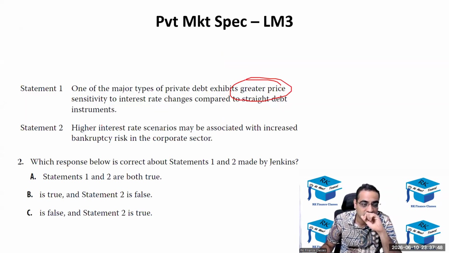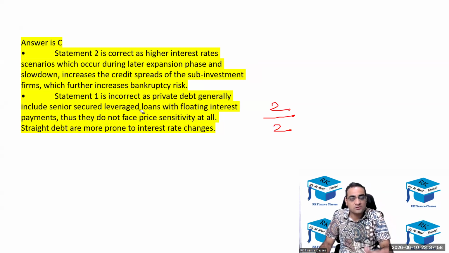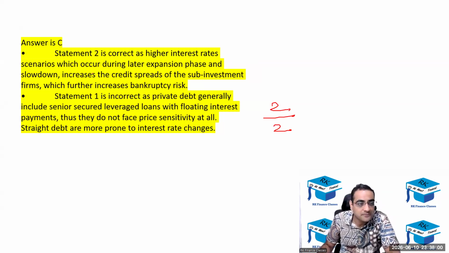Okay, and statement one, we discussed. Statement two, high rate scenario, maybe as well. Let's see what he has written for that. Okay, what he's trying to say is that higher interest rate happens in later expansion because there is inflation during this. So to control the inflation, RBI would be increasing the interest rates, and that will increase the credit spread. But क्यों credit spread increase होगा?